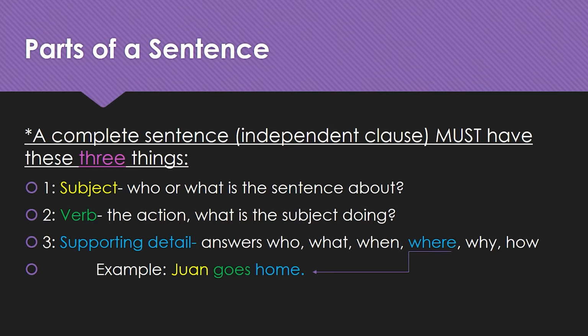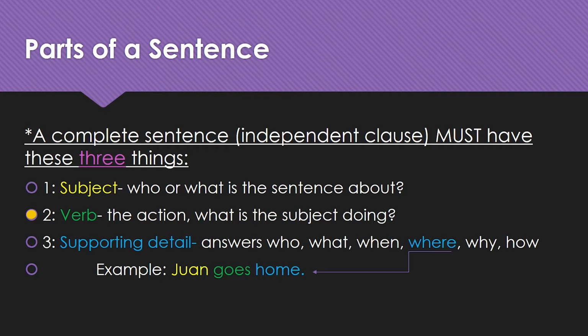There are three things that make up a sentence. We have the subject, which is who or what the sentence is about. And notice that this can be a pronoun, which is a word like he or she or they, them, it, or it can be a proper noun, which is a name of a person, name of a place. It could be a person or a thing. It's just what the sentence is about.